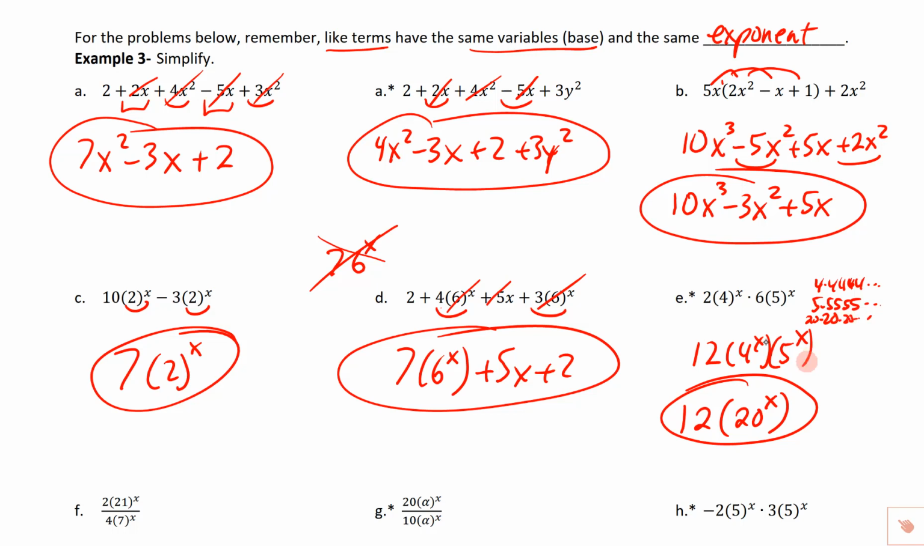Another thing that we could do is we could just pull these exponents off here and say, look, they're both raised to the x, so I'm going to have 4 times 5 to the x, so that would give me 20 to the x. Okay, a couple different rationales for that right there.